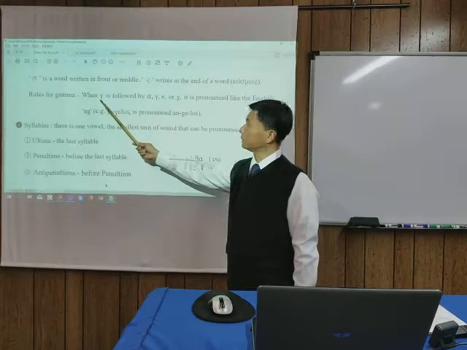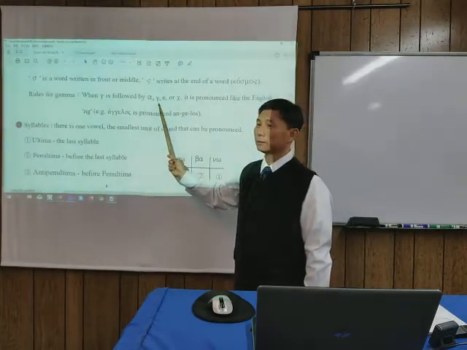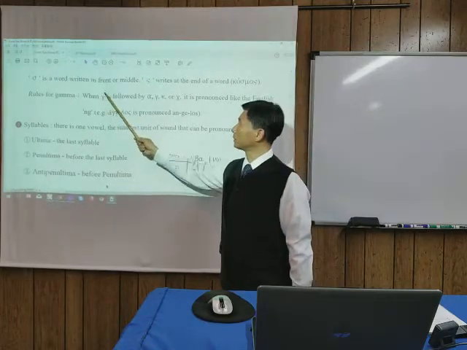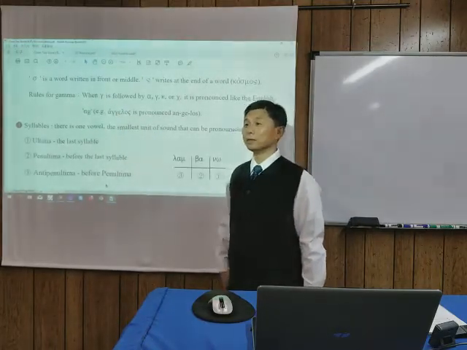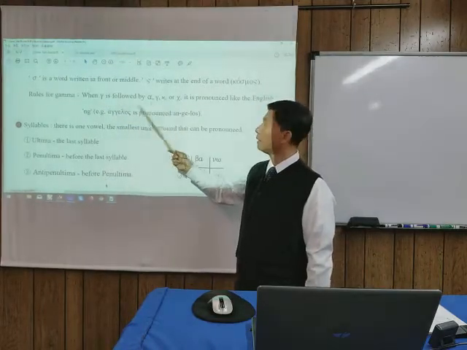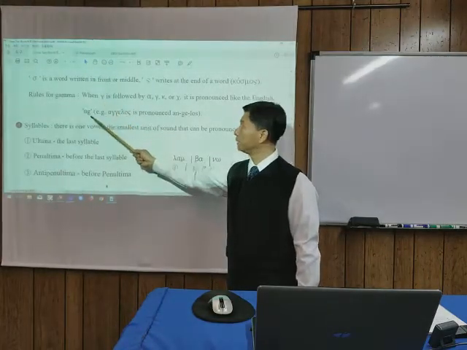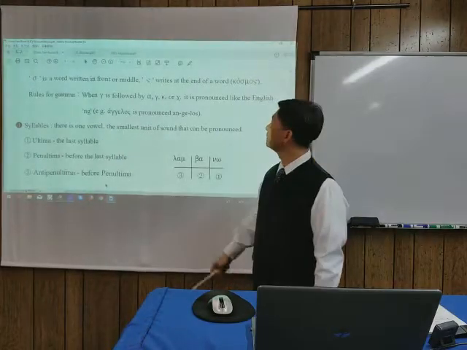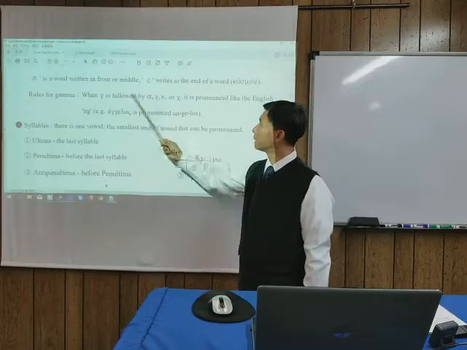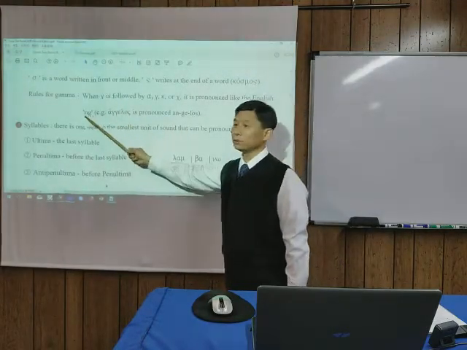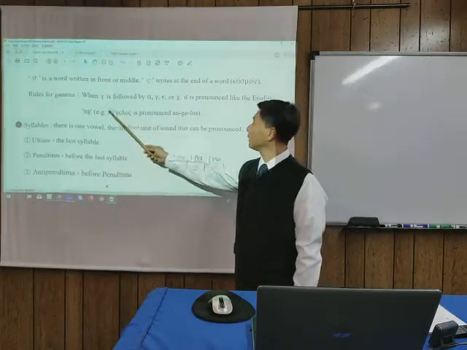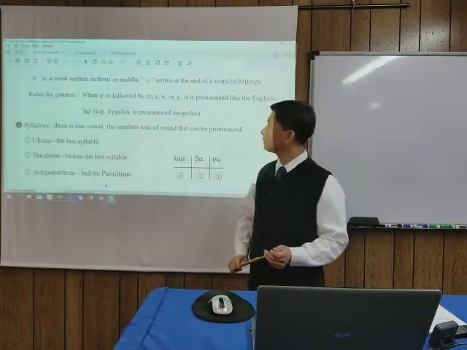And then the next case is what? Gamma, gamma. When gamma, gamma come together, again, the first gamma changes to the NG sound. And then gamma, kappa, again, the first gamma changes to the NG sound. And then gamma, ki, so gamma changes to the NG sound. So this is one of the examples we can practice.